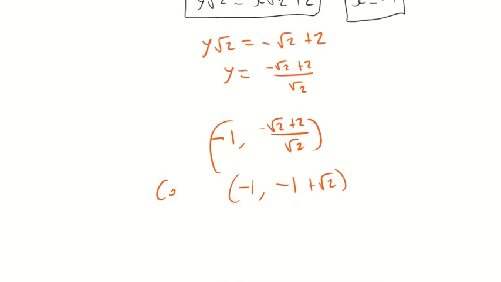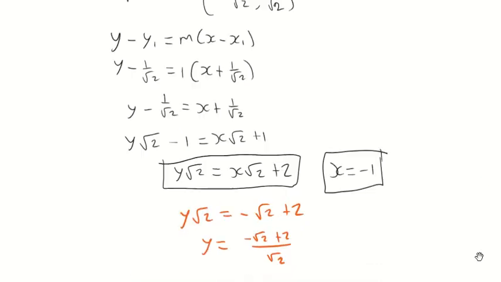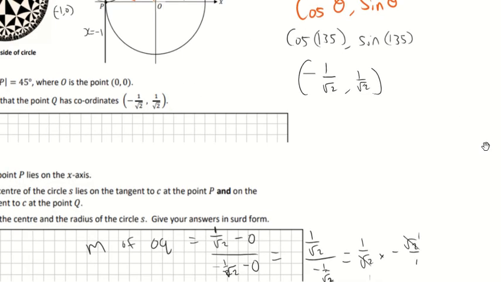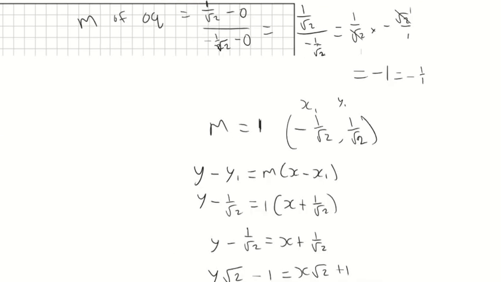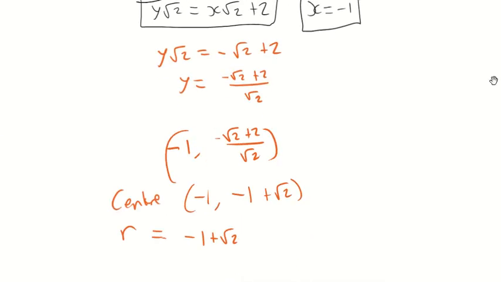So that's the centre, and then the radius will just be the y value. It'll be minus 1 plus root 2 because the point is minus 1 and then that. So the radius is just going to be that distance there, the distance up. So from where you go across to P and then up, so it has to just be the y value. So that's all you have to do. So that's it then. That's that for that question.